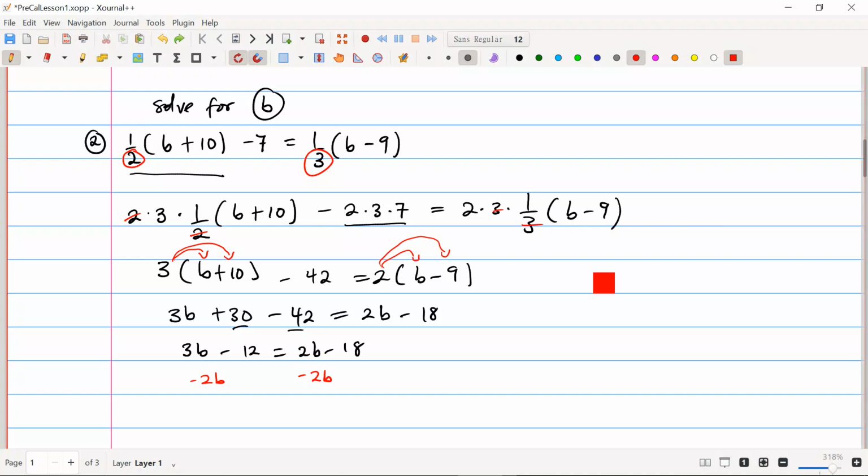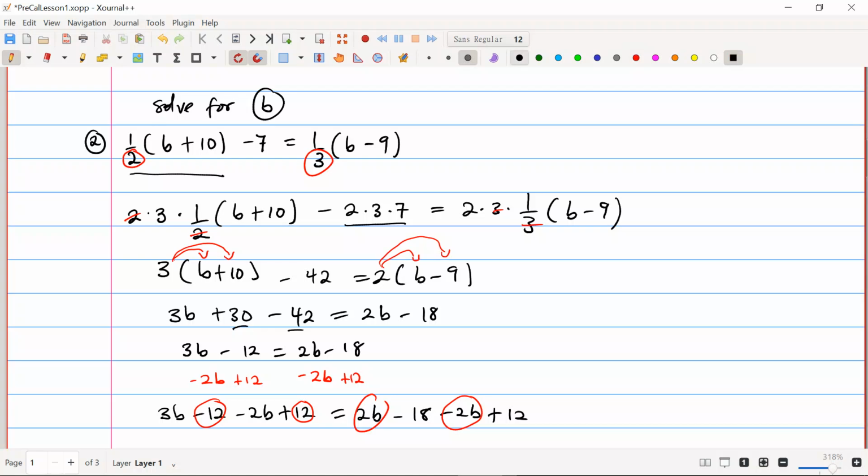Now on the other hand, I can add 12 to both sides, and then the 12 here will go, right? So I'm doing minus 2b plus 12 on both sides. When you do that, you're going to have 3b minus 12 minus 2b plus 12. This should be equal to 2b minus 18 minus 2b plus 12. And then you realize that this 2b and minus 2b will cancel, so you have 0. This 12 and minus 12 will cancel, so you have 0 for the numbers.